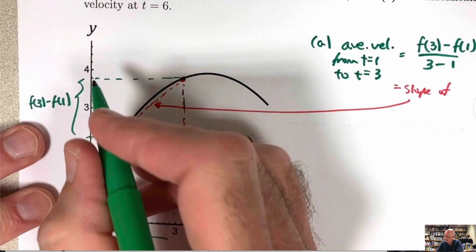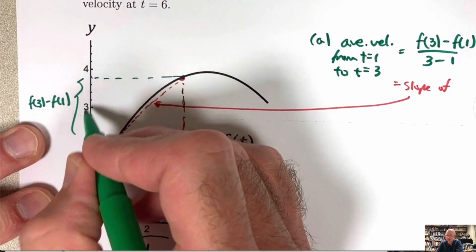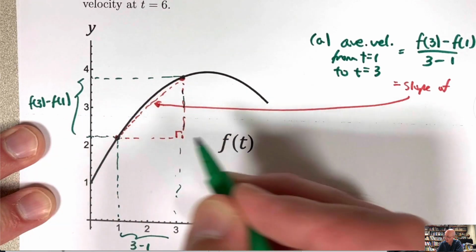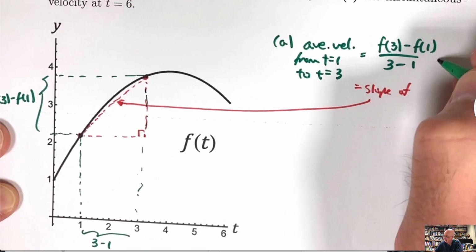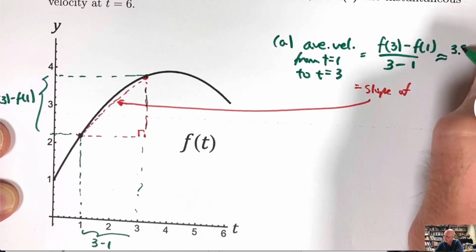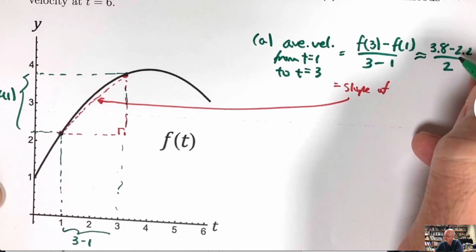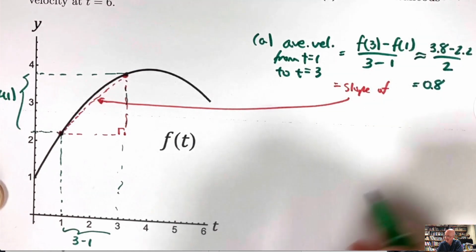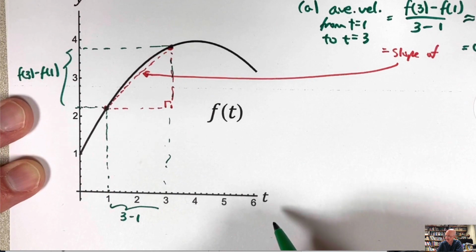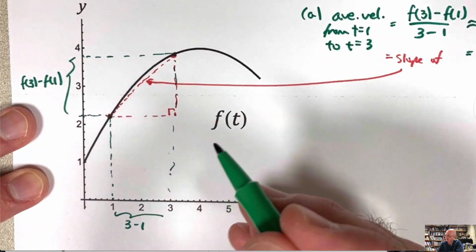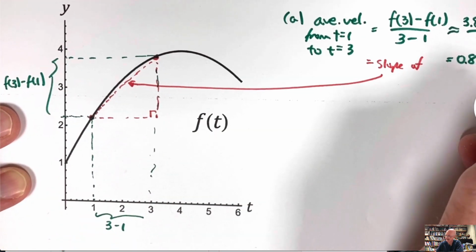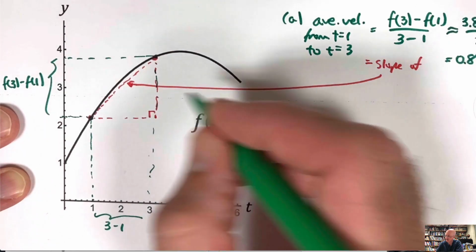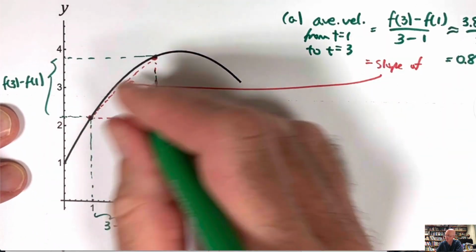Again, f of 3 looks like it's close to 3.8. f of 1 looks like it's close to 2.2. You might say this is approximately 3.8 minus 2.2 divided by 2. That'll be 1.6 divided by 2. That will be 0.8. If the units of time were, say, in seconds, and the units of y were, say, in centimeters, this would be in centimeters per second. It's a positive average velocity. That's a positive slope for that line.